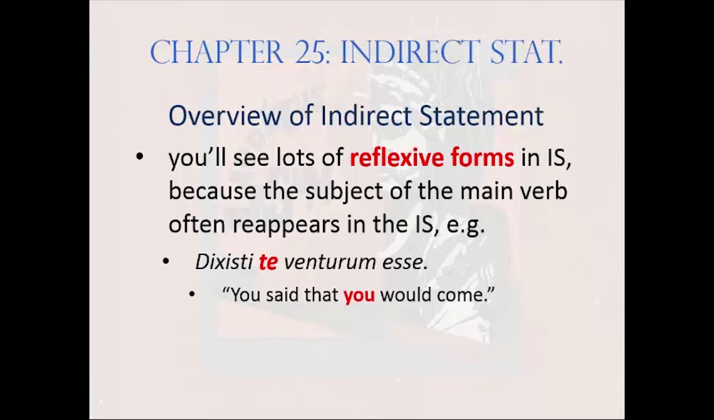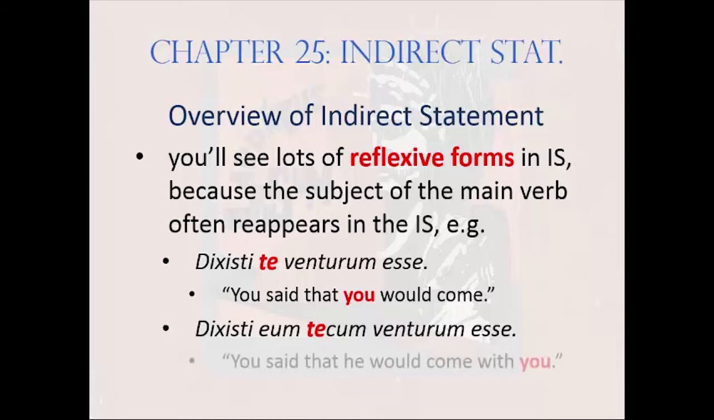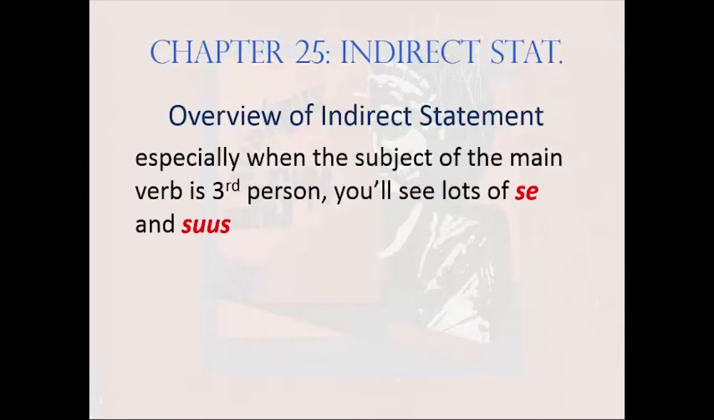But the reflexive isn't always the subject of the indirect statement. It can be anything grammatically. For instance, dixisti eum tecum venturum esse. You said that he would come with you. Here the reflexive is an ablative of accompaniment. And just because we talk about other people a lot, the he said, she said human habit, very often reflexives in indirect statement are third person.